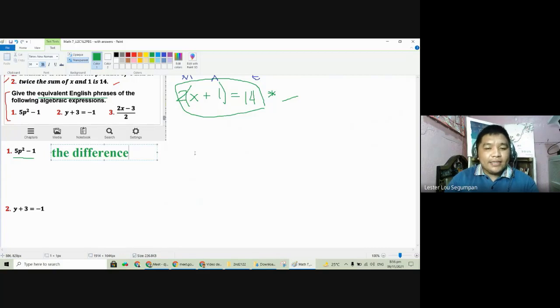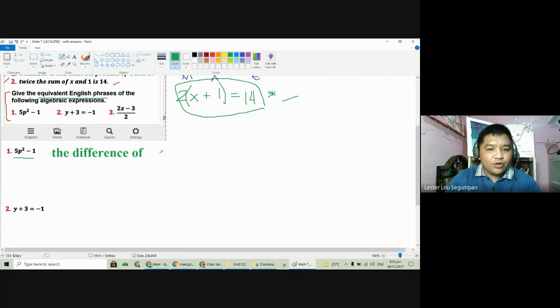But do not say the difference of the expression 5p squared and 1. Why? Because you also need to express the operation for this one. You cannot just simply say 5p squared and not declare the operation separating them. So this would mean this is not yet correct. What you could do here is this. Take note that the operation separating the coefficient of 5 and p squared is multiplication.